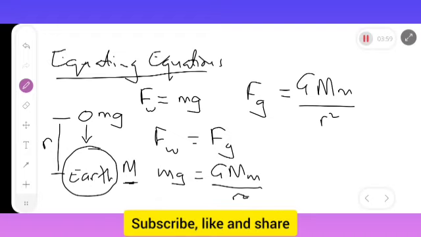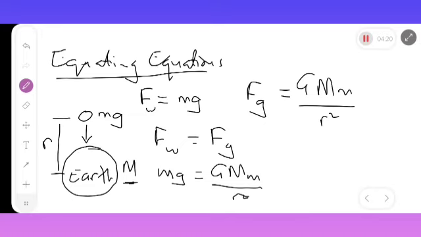But why are we equating equations? What is so special about equating equations? When we equate equations, we can find a way of calculating other physical quantities. For example, here we are saying mg is equal to GMm over r squared. This g is called the gravitational field strength. So if we want to calculate the gravitational field strength where the ball is, we can use this formula.